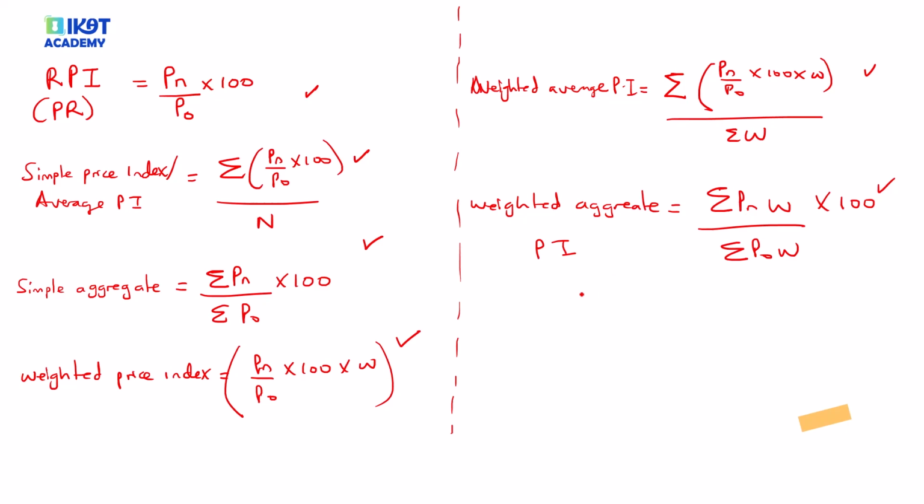What should you note? We said weighted average price index can also be called the composite price index. So if a question asks find the composite price index, they're asking you to find the weighted average price index. Now another question can ask you what is the cost of living index. So cost of living index is the same as the simple aggregate price index.